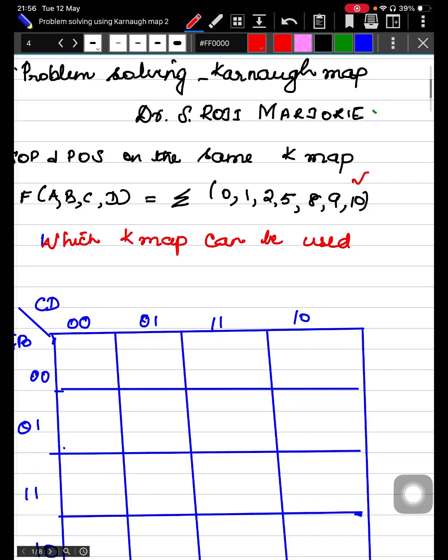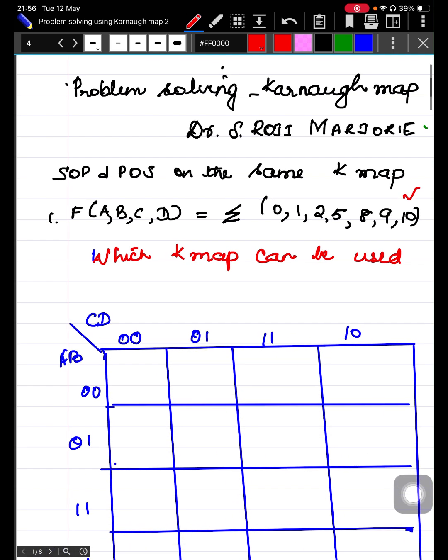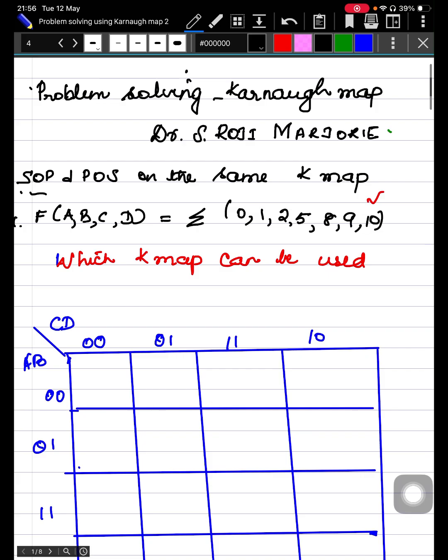In this video, we'll do some problems on the various types of Karnaugh map, and I'll also be introducing you to a new concept, a Karnaugh map with don't care terms. So we'll start with the first title, SOP and POS on the same Karnaugh map. For this, I'll take a problem.